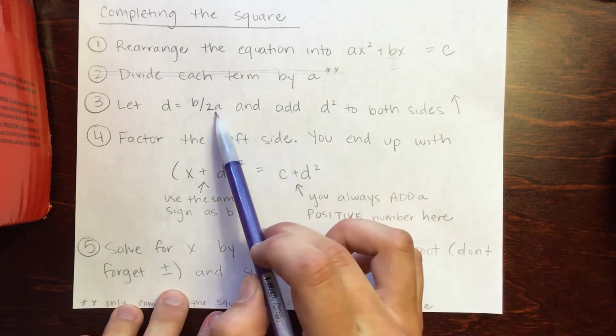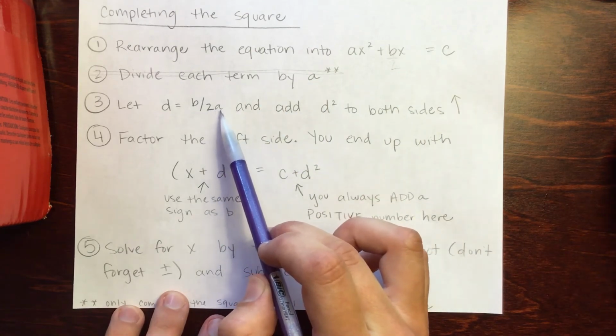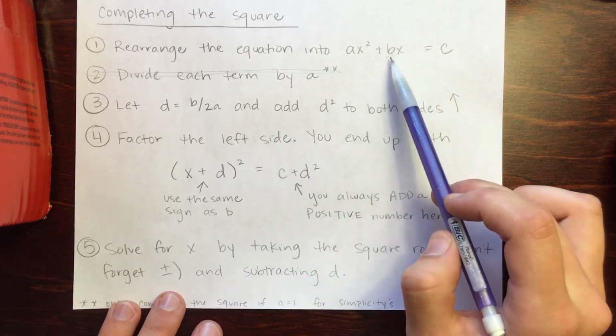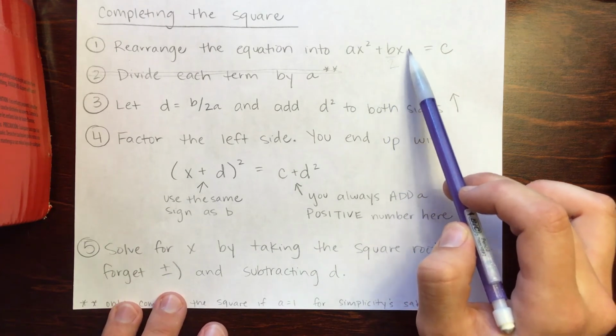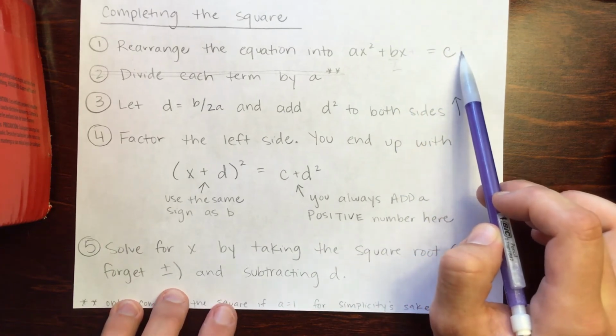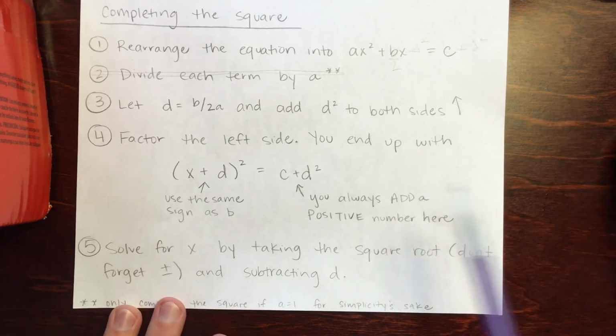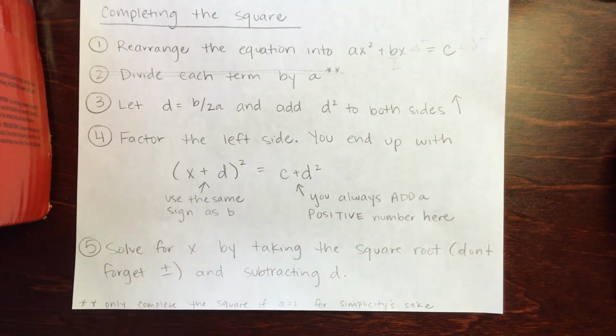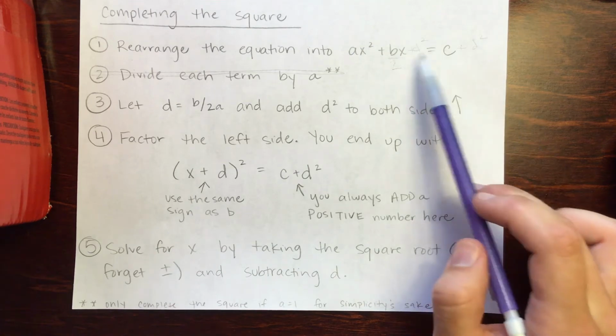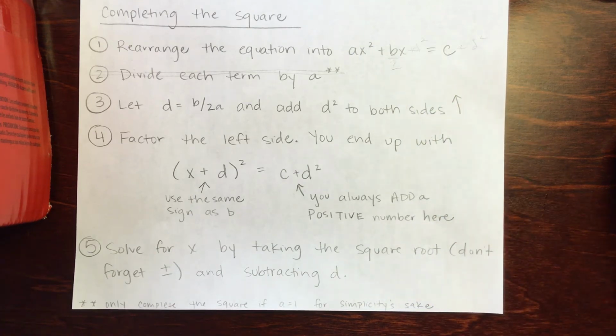Technically, if you had divided by an a already, then it would be divided by 2a. But you take your b value, you divide by 2 and square it, and that's what gets added here. I'm going to call it d squared just because it's less writing than having to write b over 2 squared. But that's what we're adding to both sides of our equal sign. Now you can factor this left-hand side.